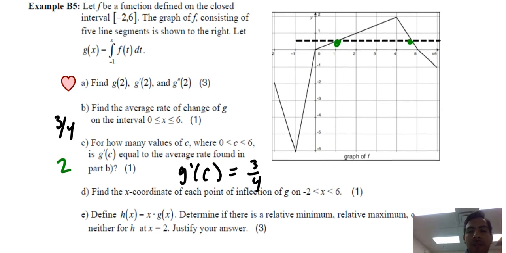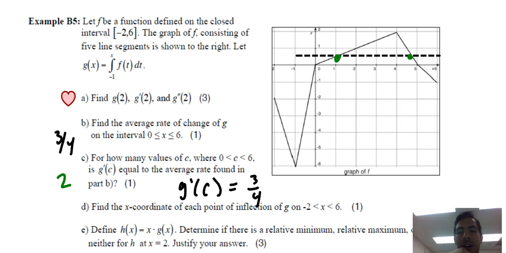Next, find the x-coordinate of each point of inflection on -2 to 6 of G. Now, of G, they do give me G prime here. Remember that this is the graph of G prime. So the question is actually asking, how can you determine a point of inflection of G based on G prime? And to determine a point of inflection based on the graph of G prime, if you remember from your oral exam, we are looking for maxima and minima of the G prime graph.